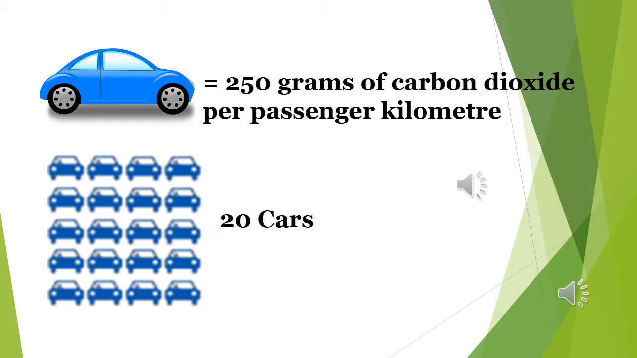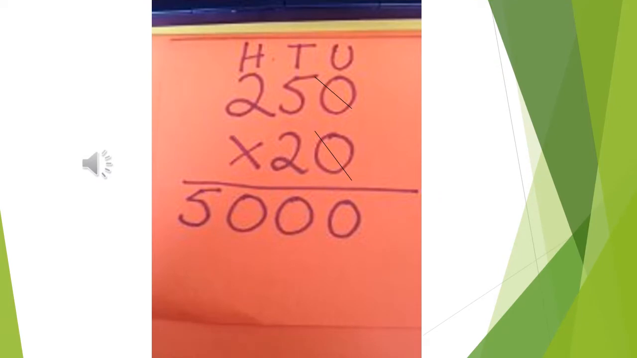Researchers have found that one car releases 250 grams of carbon dioxide per passenger kilometre. We know that for every passenger kilometre travelled by a car, 250 grams of carbon dioxide is produced. To find out how many CO2 emissions are produced by 20 cars, we must multiply 250 grams by 20 cars, creating the equation 250 times 20.